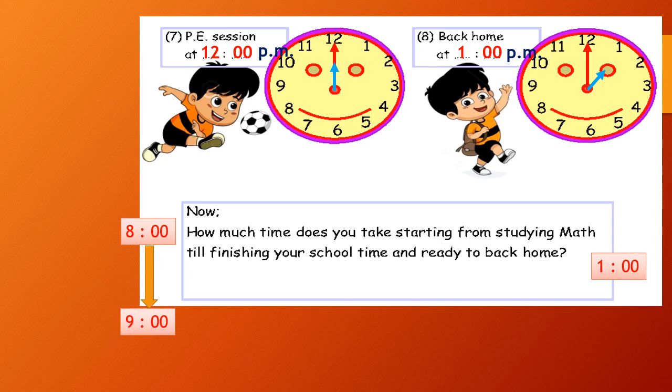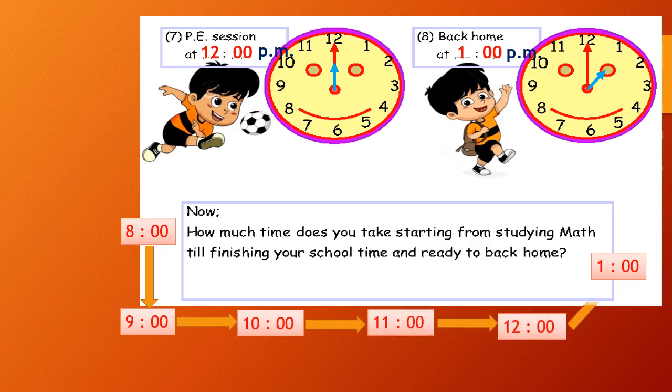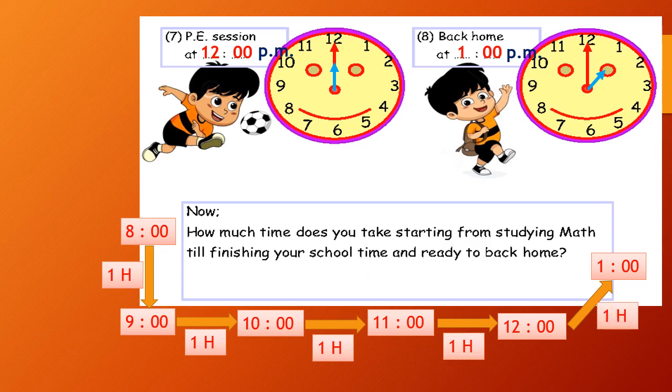So count from 8 to 1 o'clock: 9, 10, 11, 12, then 1. Each time is 1 hour, and 1 hour is 2, 1 hour more is 3, another 1 hour is 4, and another 1 hour is 5 hours. So we took from 8 o'clock to 1 o'clock 5 hours.